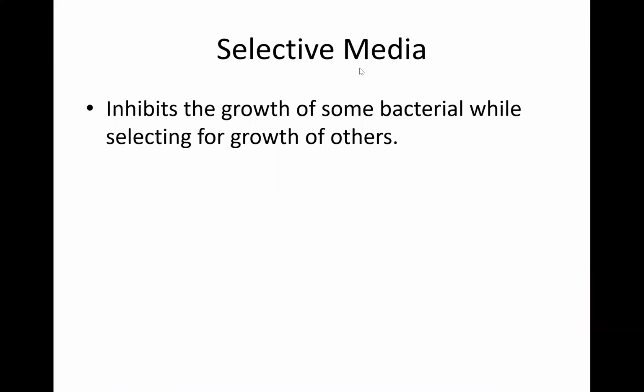All right, so then moving on to selective media. This will inhibit growth of some bacteria while allowing for growth of others. So maybe this allows for growth of staph species, but it doesn't allow for growth of gram-negative bacteria. On the flip side, it may allow for growth of gram-negative bacteria while inhibiting the growth of gram-positive bacteria. So it's selective in what is able to grow.